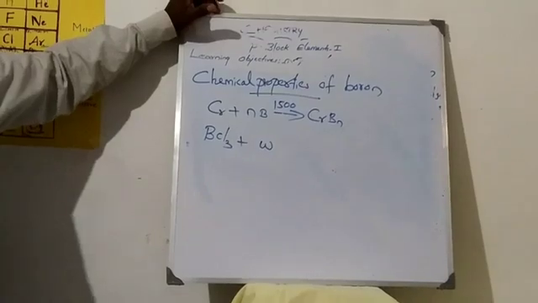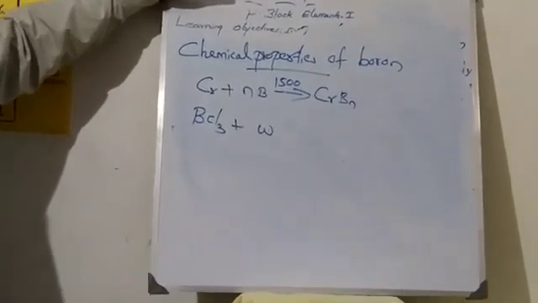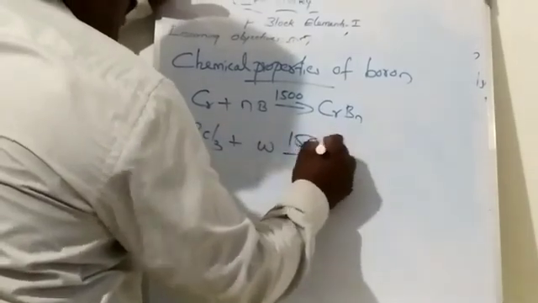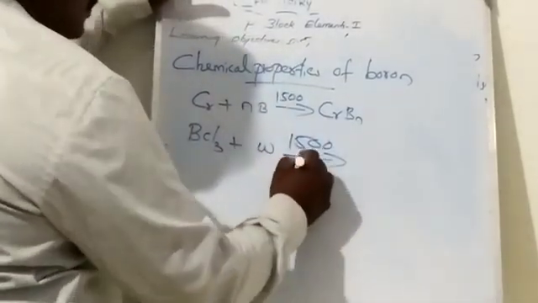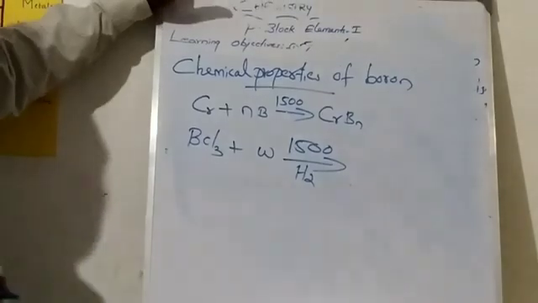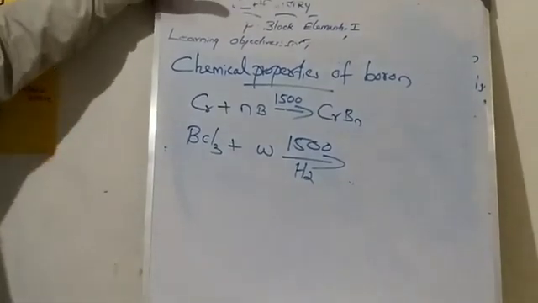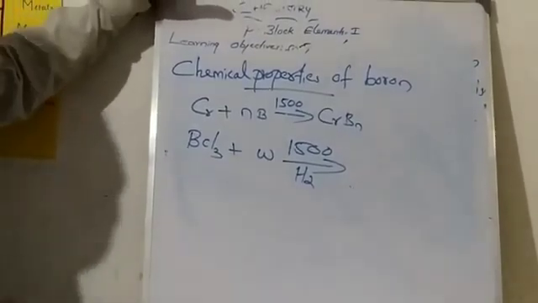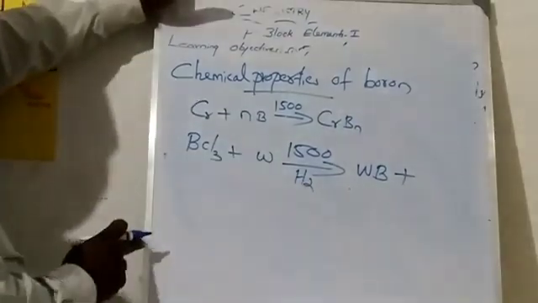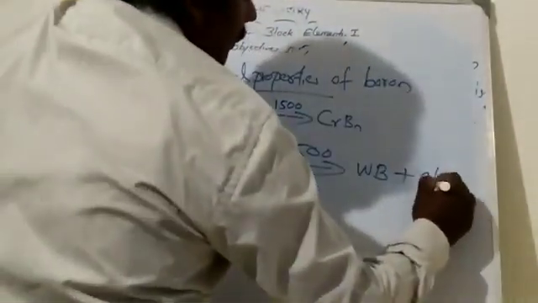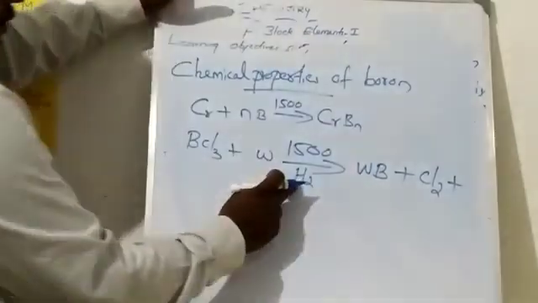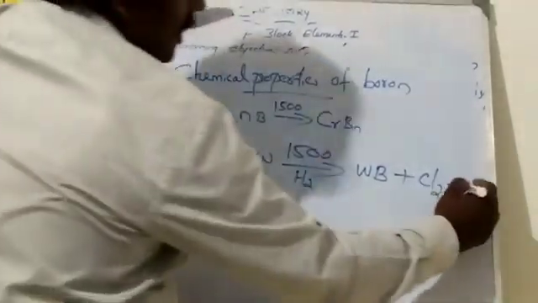The temperature is 1500 in the presence of H2. We get metal boride, W with boron, and also the evolution of hydrogen, which combines with the chlorine to give HCl.